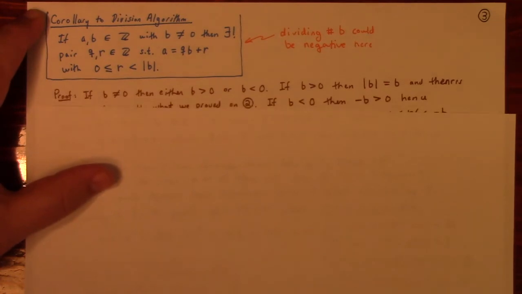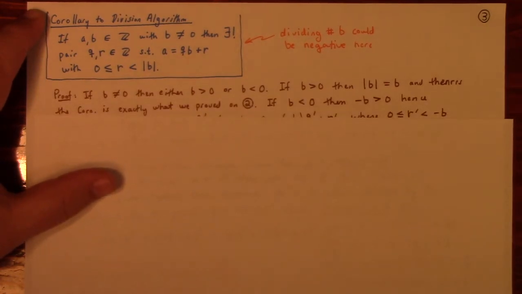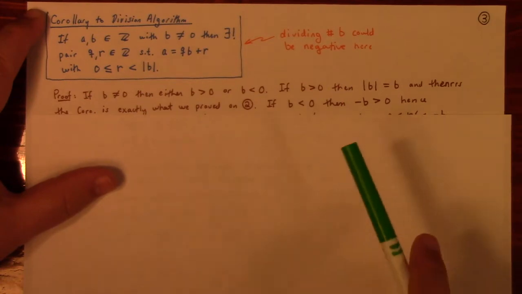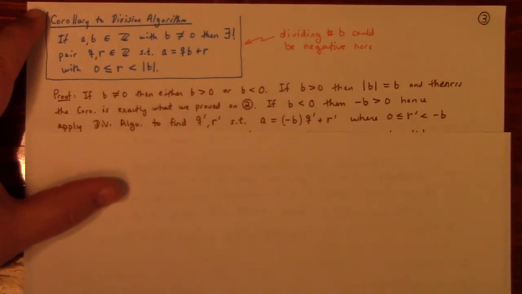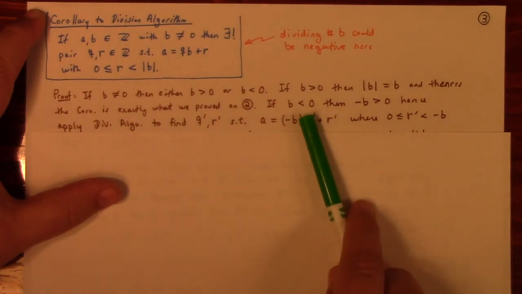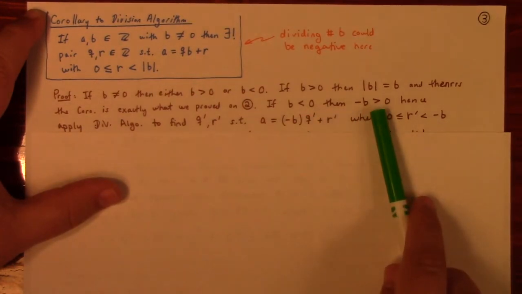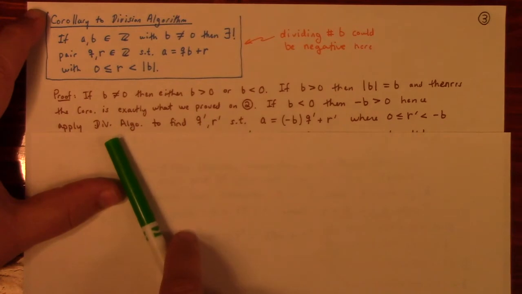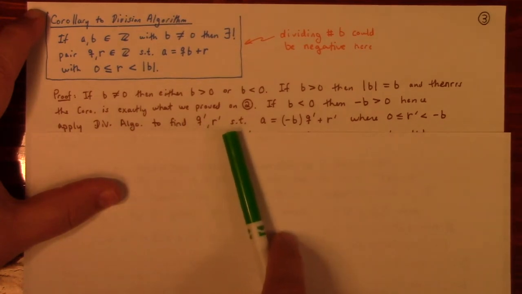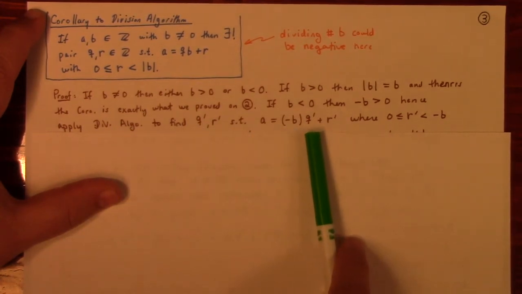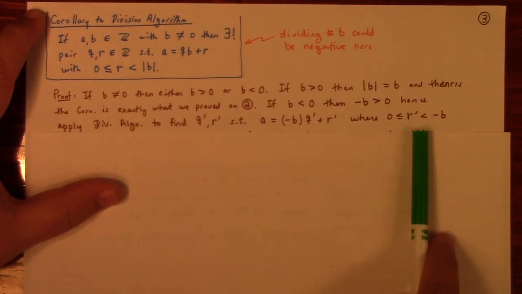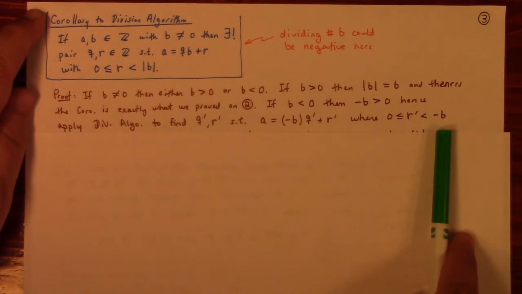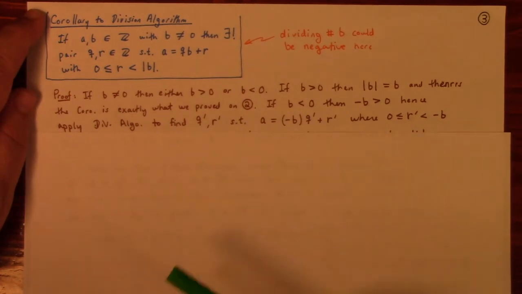So first of all, proof-wise, if b is positive, then the absolute value of b is just b, and this reduces to the thing we just proved, all right? So suppose b is less than 0. That's the interesting case. If b is less than 0, then minus b is greater than 0. So we can apply the division algorithm to find q prime and r prime such that a equals minus b, q prime plus r prime, right? Where 0 is less than or equal to r prime is less than minus b, okay? That's, again, by the division algorithm.